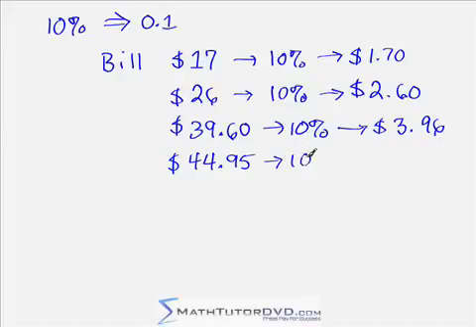Now this one's a little interesting, and the reason is because if you just take this decimal and move it to the left, you're going to get $4.495. This is a weird looking number when you're talking about money because we always have 2 digits after the decimal. We don't want 3 or 4 digits, so basically you round up here. If I were going to put this on a check, I would just round it up to $4.50.